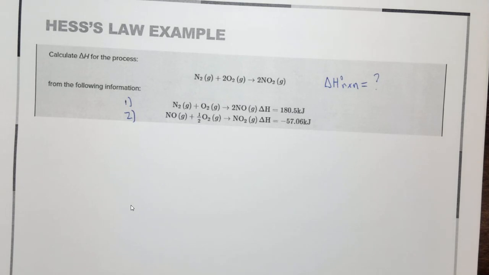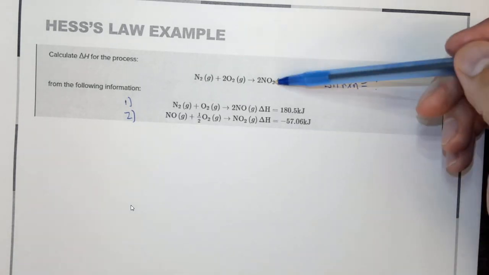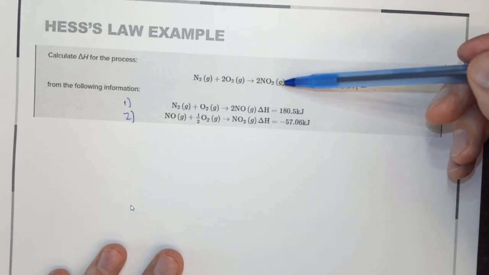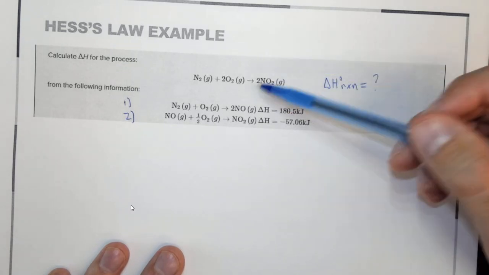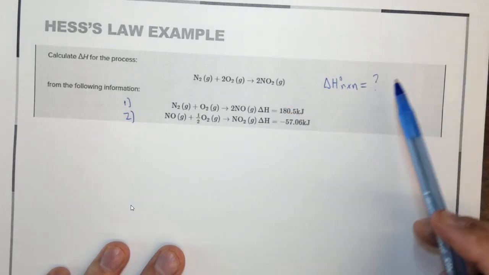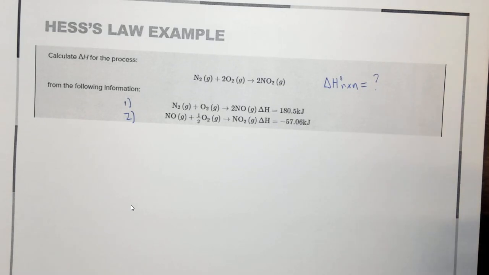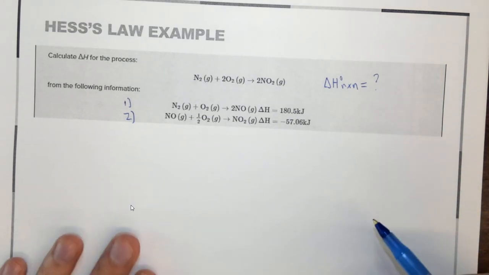So now I need to decide, well, what do I need to do to these reactions to make it equal this overall reaction? The first thing that I want to do is look for some common things in order to try to figure out the best way to do this.